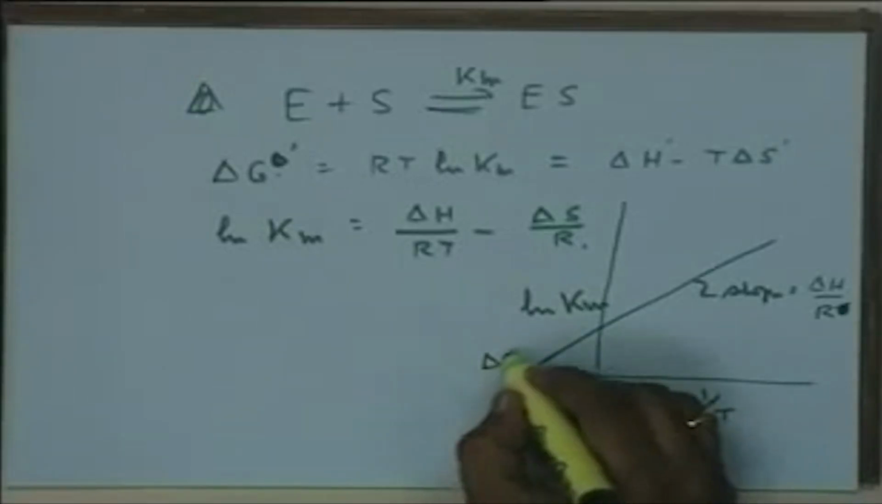You can get a thermodynamic picture of the enzyme substrate binding, and also if you notice, the intercept on the y axis will give you delta S over R.